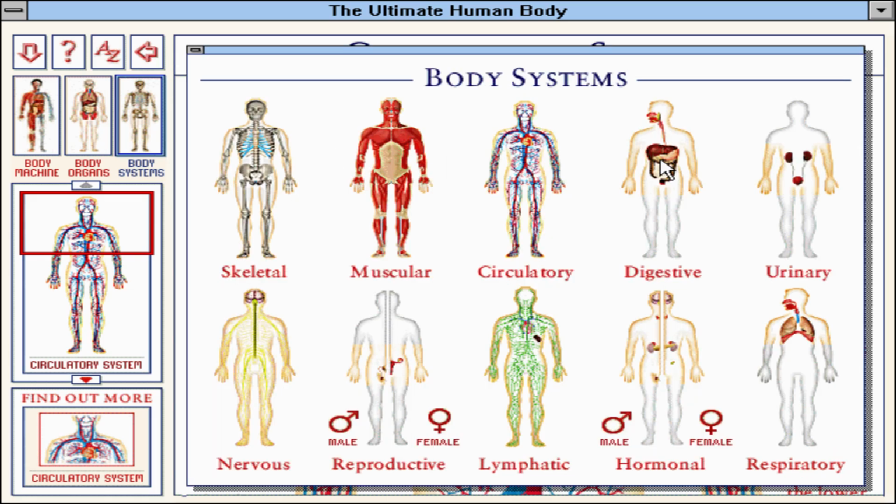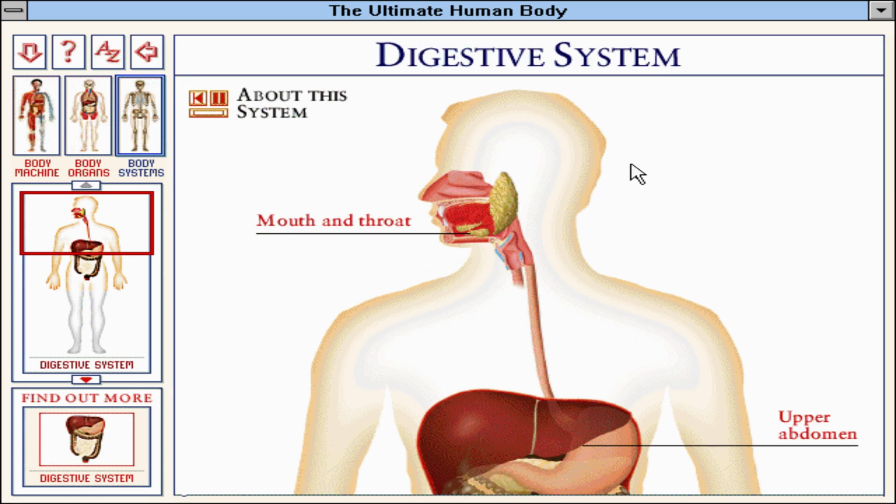Body systems. The digestive system consists of a long tube that runs right through the body and the digestive organs, known as the liver, the gallbladder, and the pancreas. This system breaks down food into simple substances by a process called digestion. The body can then absorb these substances and use them for energy and body maintenance.